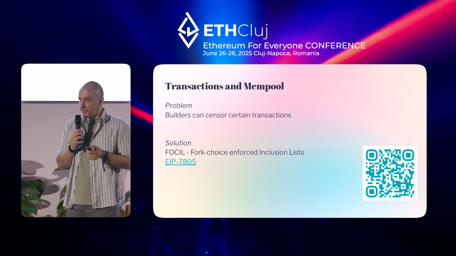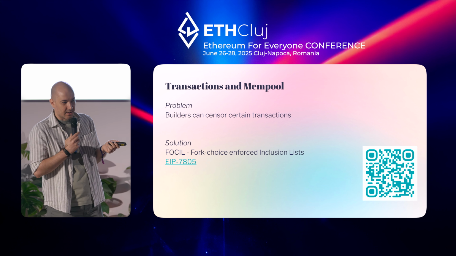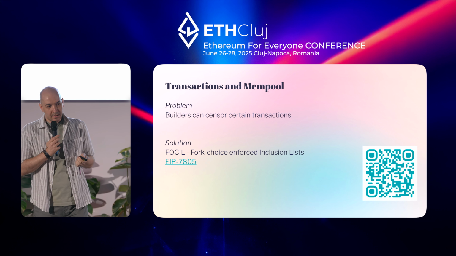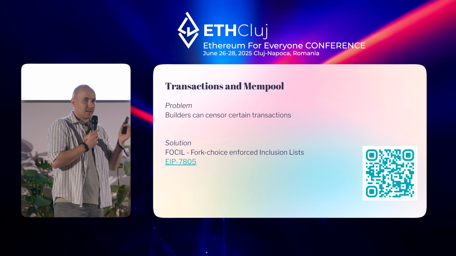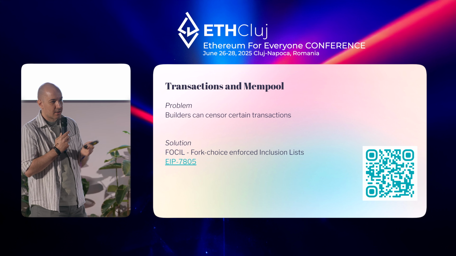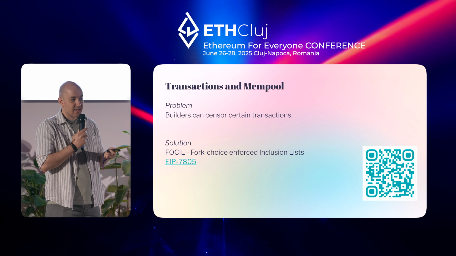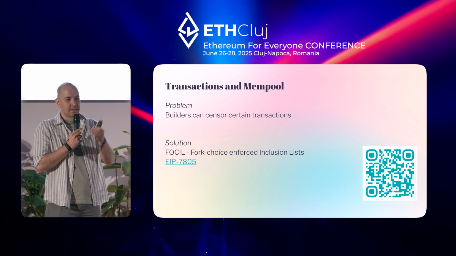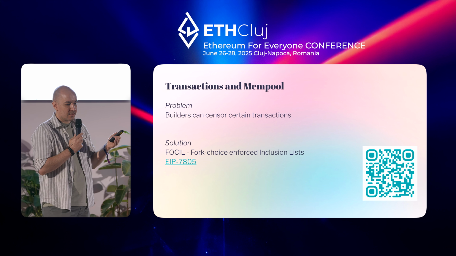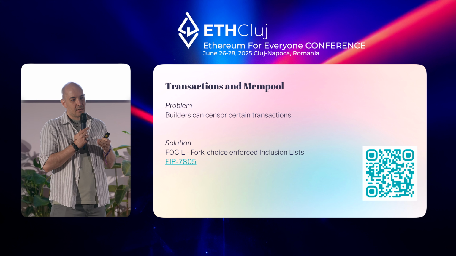So the solution is FOSSIL, fork-choice enforced inclusion lists. The idea behind this EIP and this improvement is that there will be a subset of validators on each block that are going to construct an inclusion list of transactions that have to be included in the next block. And then the next block builder will have to include those transactions in the next block.